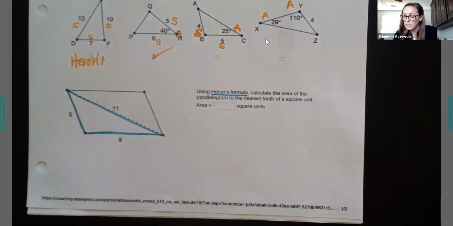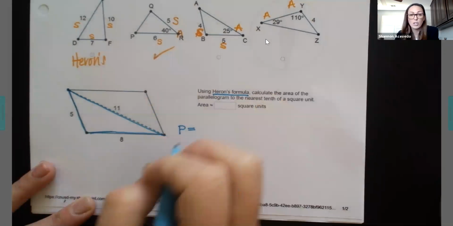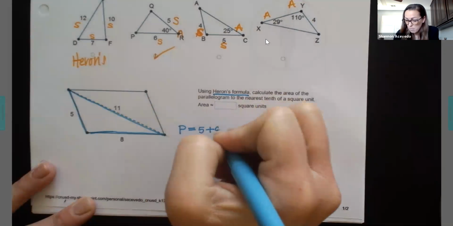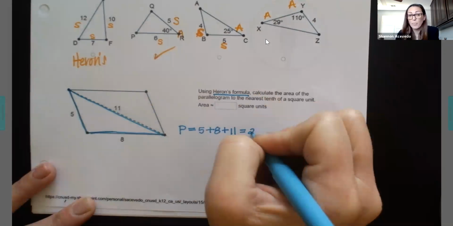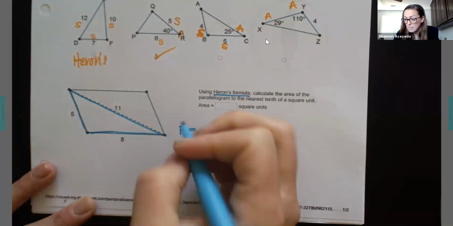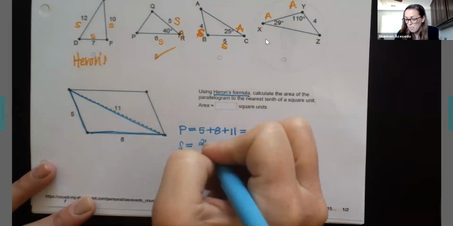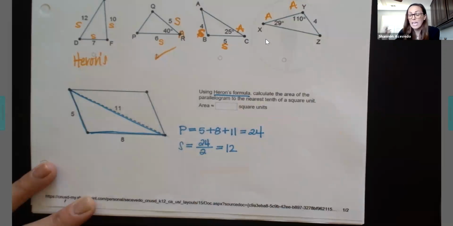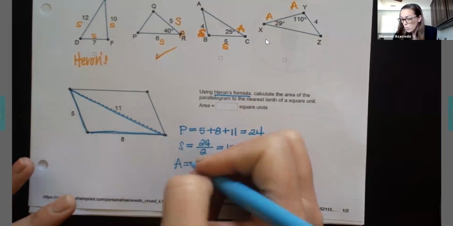So using Heron's, first I need to figure out the perimeter of this triangle. So it's going to be 5 plus 8 plus 11, and that's going to be 24. So that gives me the perimeter. I need to solve for S. S is just half the perimeter. So I take my perimeter, which is 24, and I divide it by 2. So S is 12.